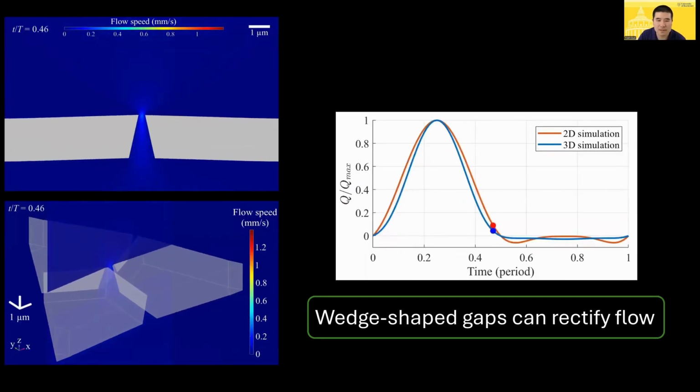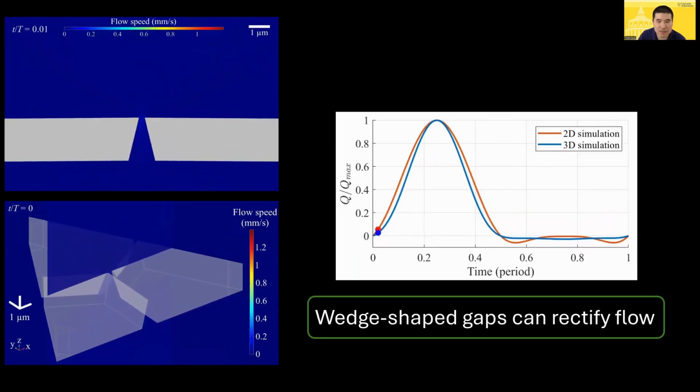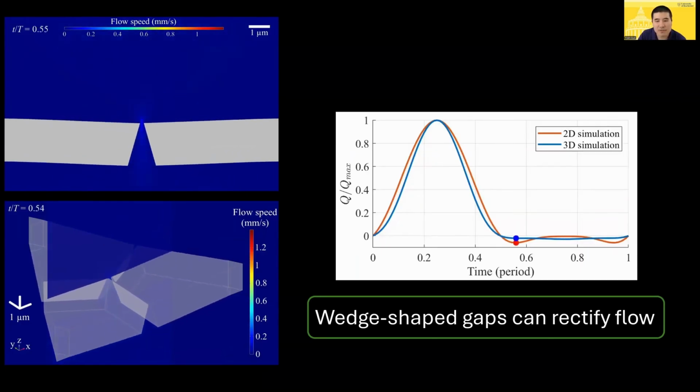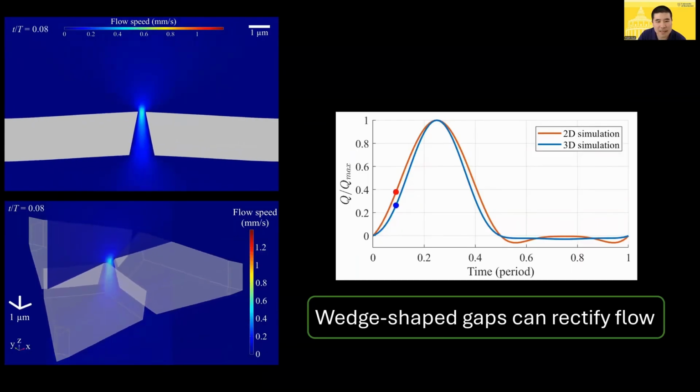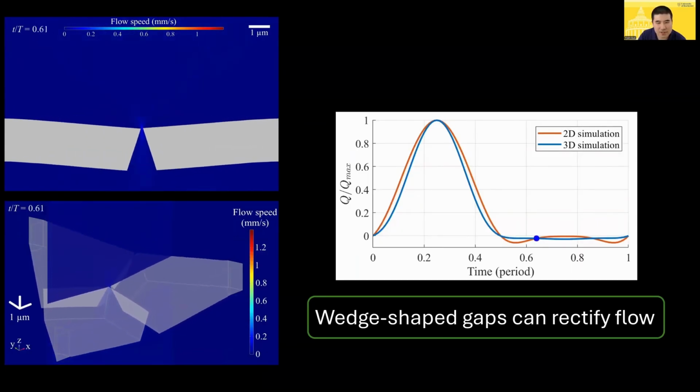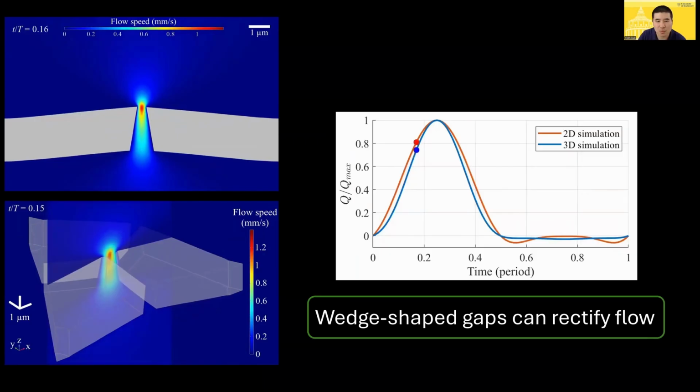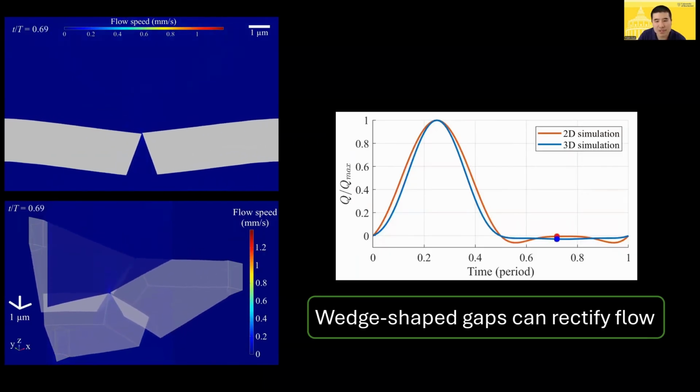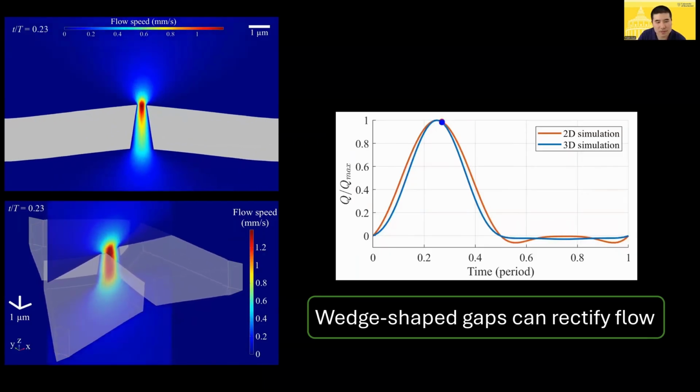There is another hypothesis about the gap being wedge-shaped, and we ran simulations to verify that this wedge-shaped gap is also very effective in turning periodic pressure conditions into one-way flow, as shown in the animations and the flow rate plot.